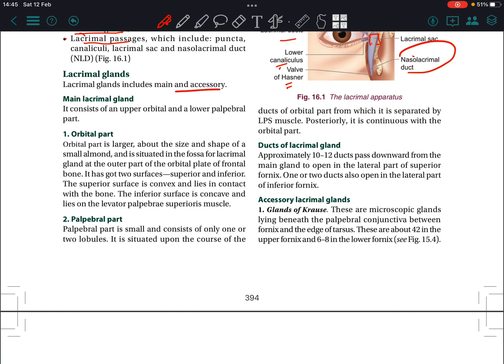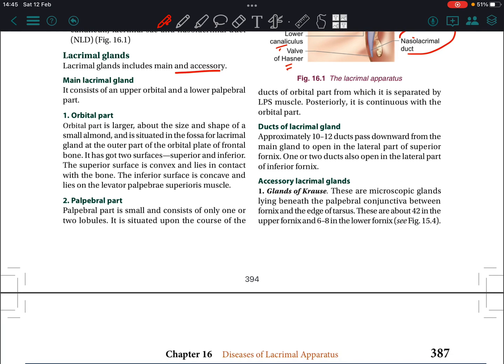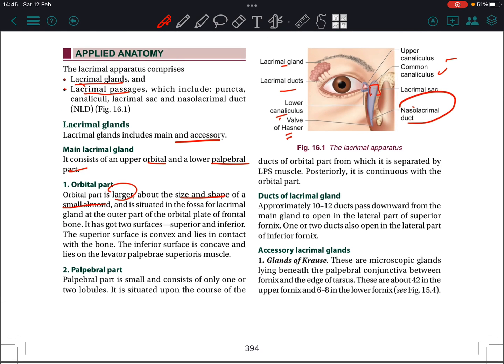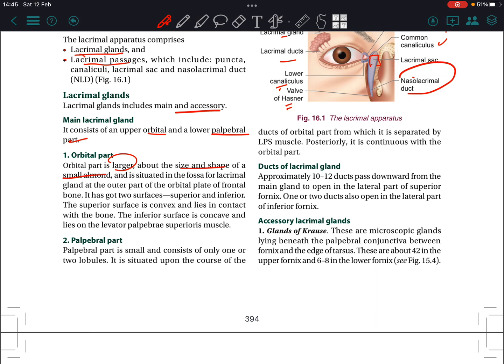Lacrimal gland includes main and accessory glands. The main lacrimal gland consists of an upper orbital part and a lower palpebral part. The orbital part is larger, about the size and shape of a small almond, and is situated in the fossa for the lacrimal gland at the outer part of the orbital plate of the frontal bone.